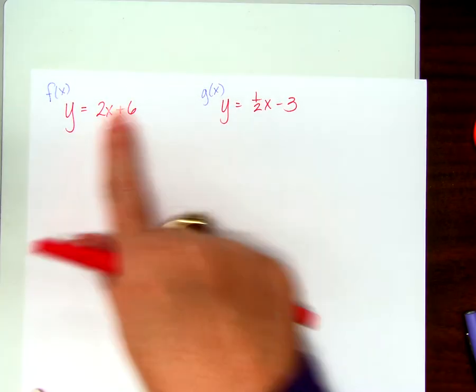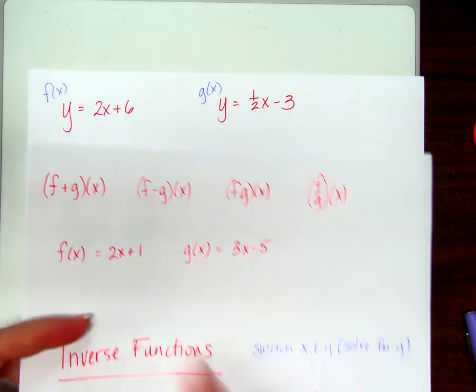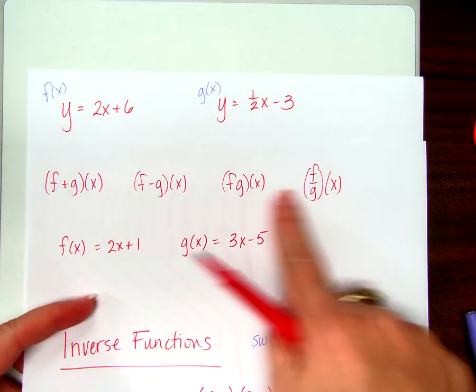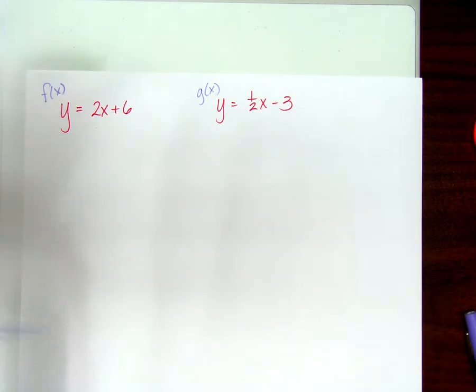So here's my f of x and here's my g of x. You remember how just a second ago we talked about these operations of functions? We had f plus g, f minus g, f times g, and f over g. Now what I want to talk about is this.